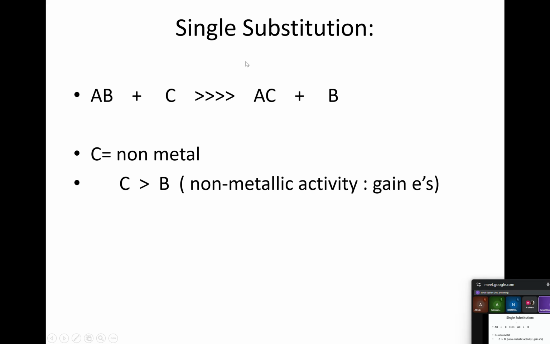Still on single substitution, we talked about that. However, in this case the C is a non-metal. Here the C is able to displace A from here to have AC, and then the B standing alone, whereby C is a non-metal. So that is possible only if C is greater than B. That is, C is greater than B in what component? That is in non-metallic activity.